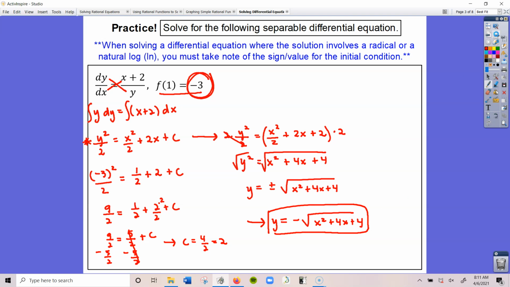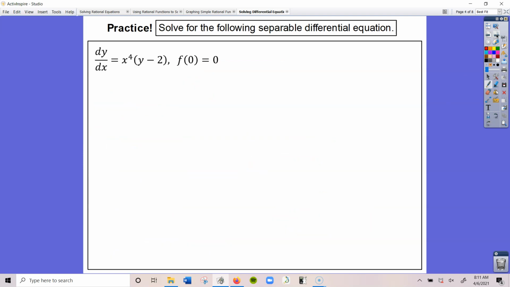Let's look at another example. We have here dy/dx is equal to x to the 4th times y minus 2. So we want to get the y's over to the left, the x's over to the right. So what I can do here is multiply the dx over. So we get dy is equal to x to the 4th times y minus 2 times dx. Now we can divide by this y minus 2.